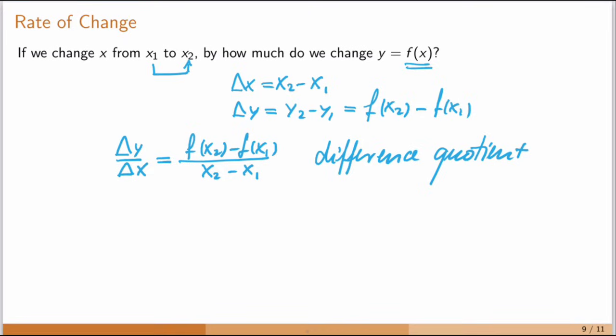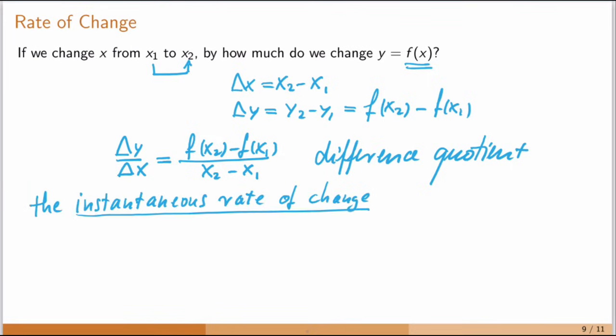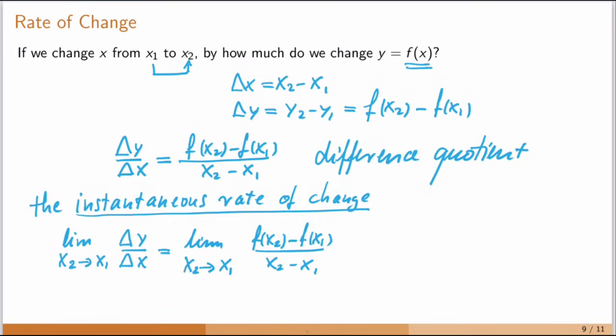We call it the instantaneous rate of change, which we define to be the limit as x2 goes to x1 of the relative change, change in y divided by change in x. So we can write this out. This is limit as x2 goes to x1, f of x2 minus f of x1 divided by x2 minus x1. And as we defined, this is f prime at x1. It is a derivative at the original point x1. So the instantaneous rate of change is this.